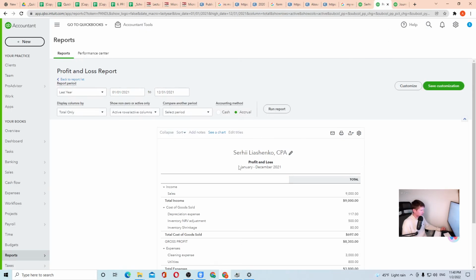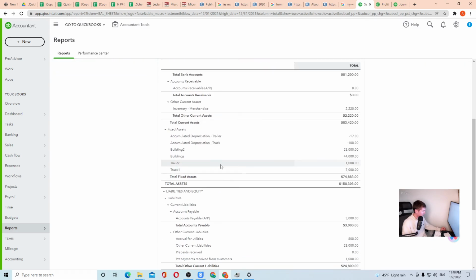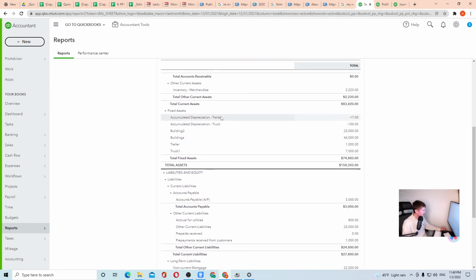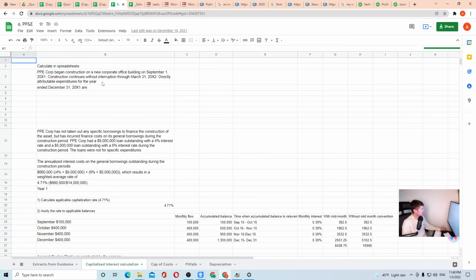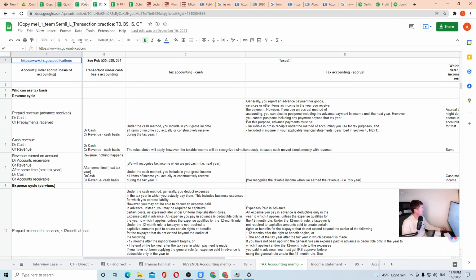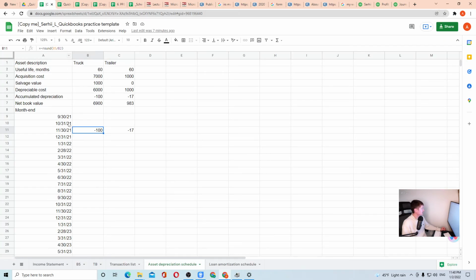Okay, let's go check. So our profit and loss shows $117 in depreciation expense. Our balance sheet shows accumulated depreciation for truck and trailer as expected. So that was all you need to know about posting depreciation expense in QuickBooks.